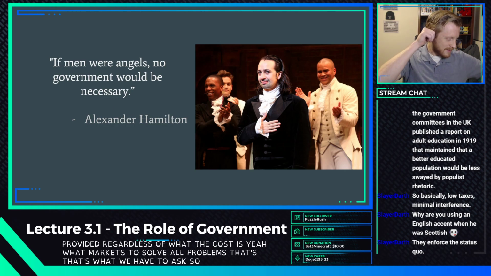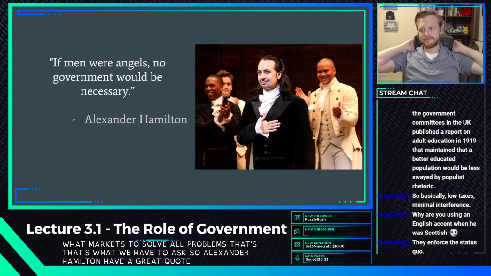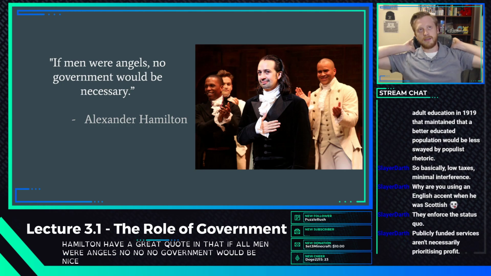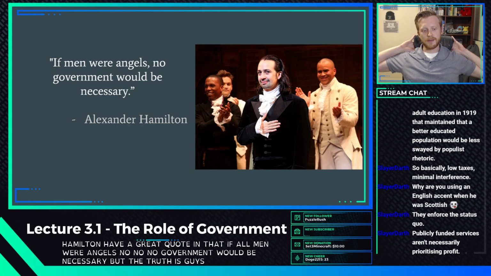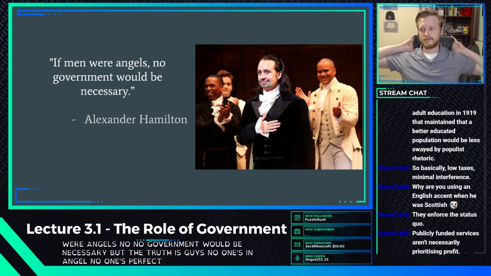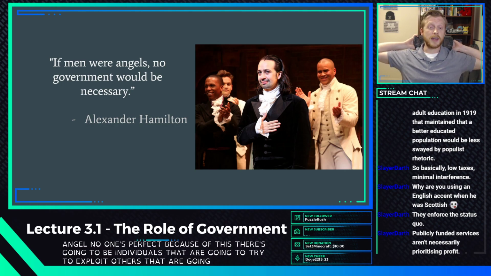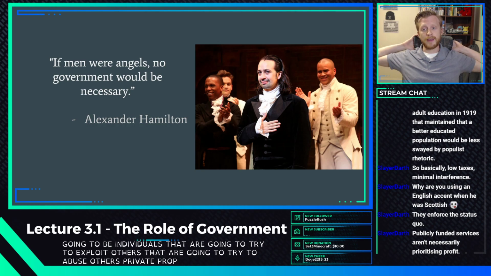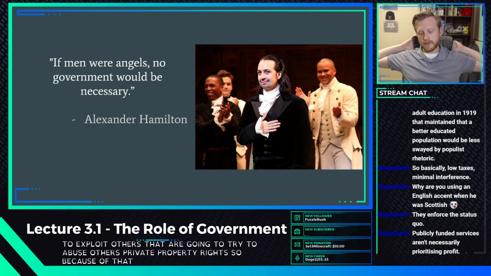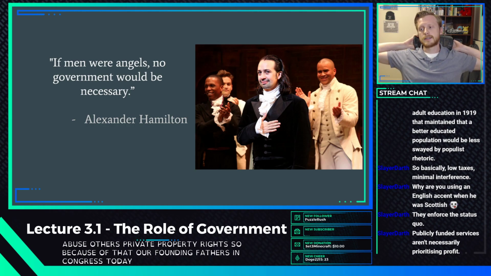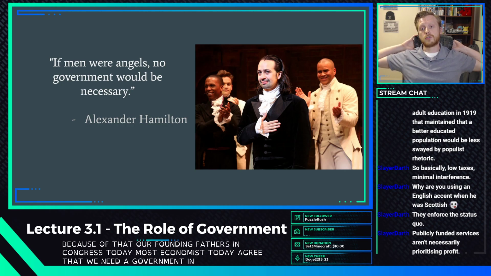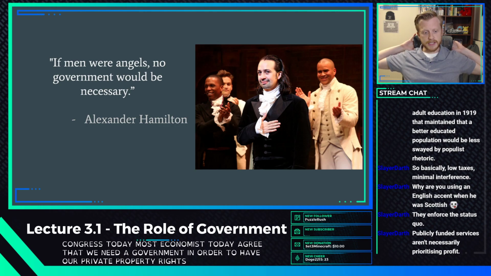Alexander Hamilton has a great quote: if all men were angels, no government would be necessary. But the truth is, guys, no one's an angel. No one's perfect. Because of this, there are going to be individuals who try to exploit others and abuse others' private property rights. So our founding fathers, and most economists today, agree that we need a government in order to have our private property rights protected. Okay?